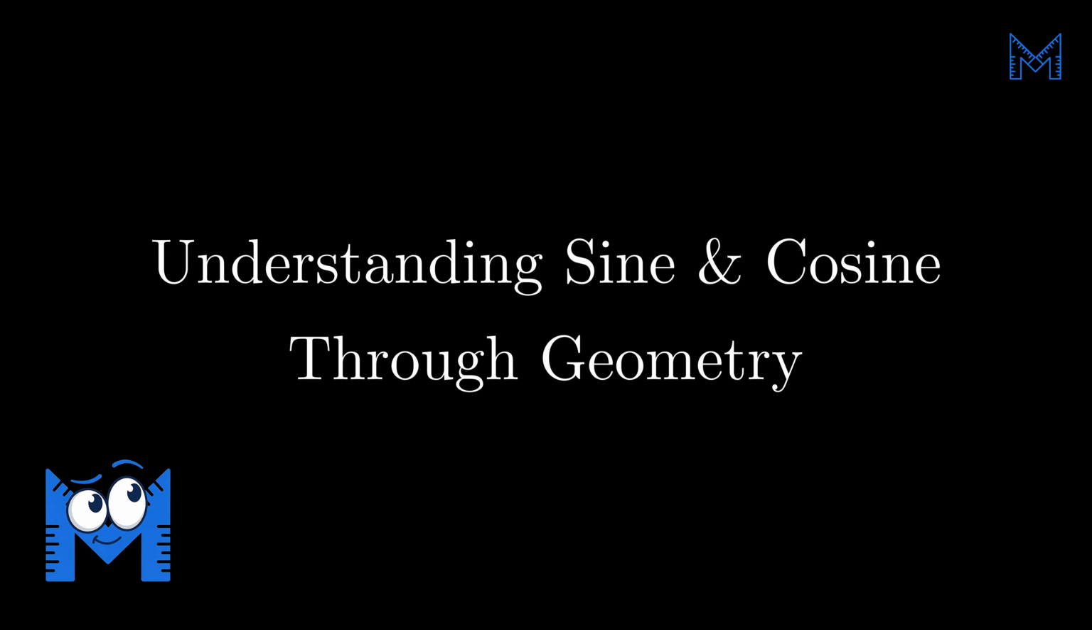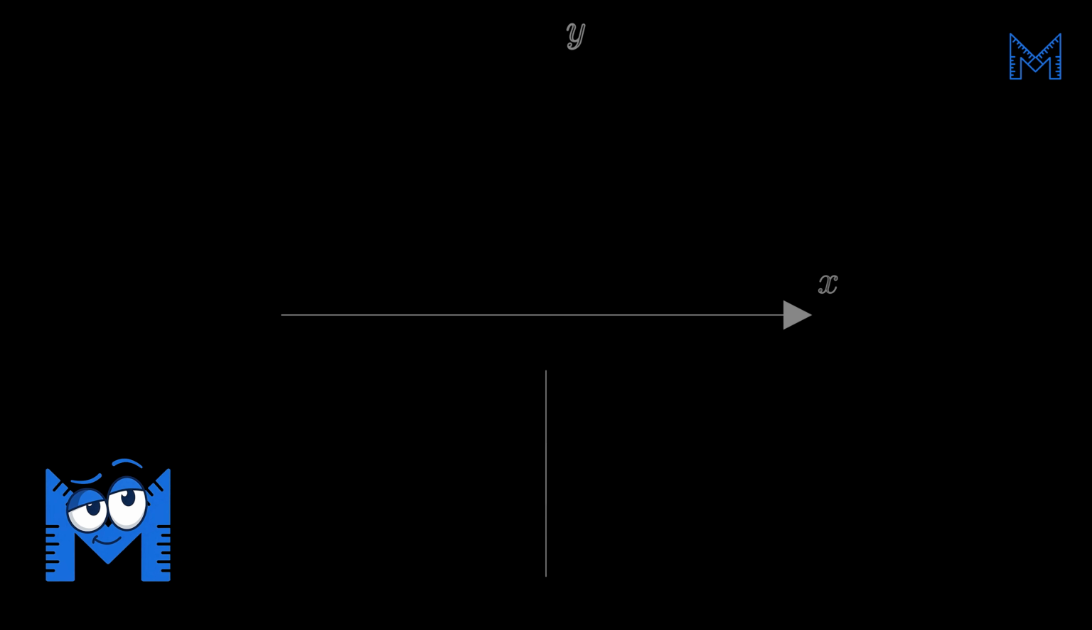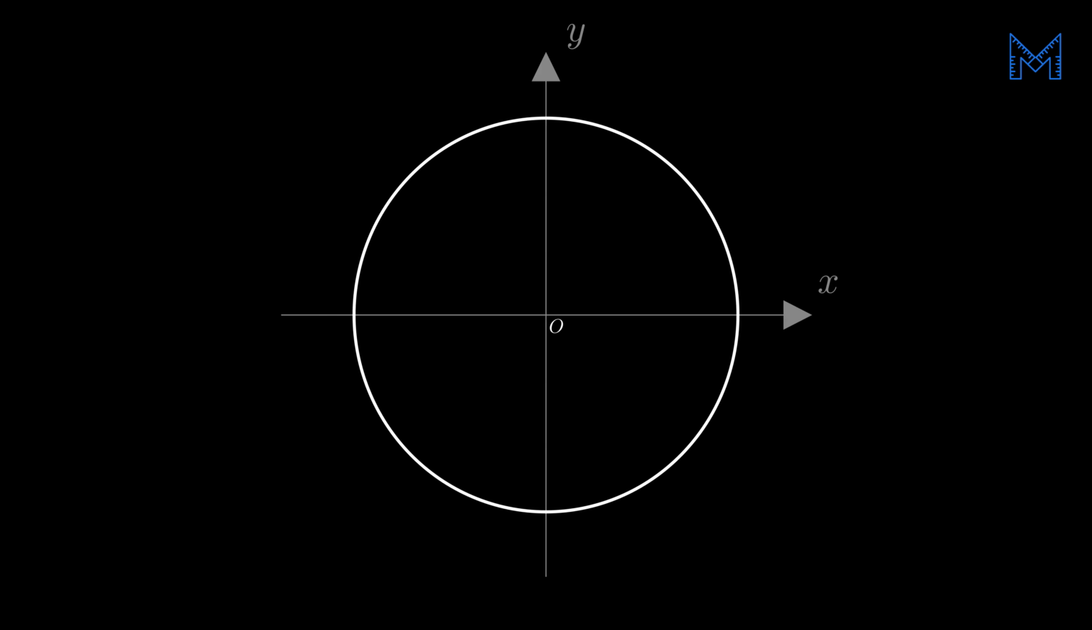Understanding sine and cosine through geometry. If we take a point M on the unit circle, and this point is determined by an angle theta measured from the horizontal axis, then the cosine and the sine are simply the coordinates of this point M. We will develop this concept together, step by step.